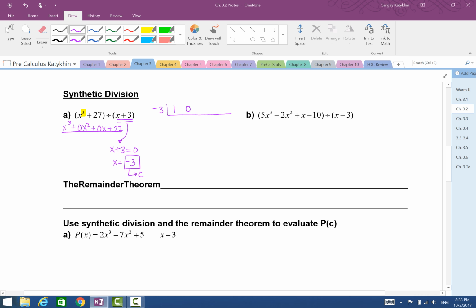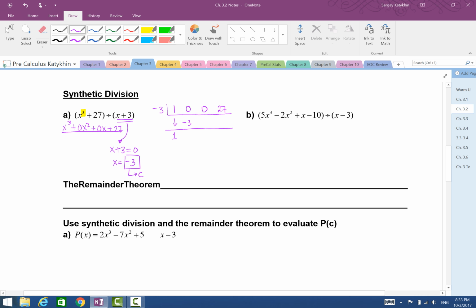X is a 0 as well. And then the constant is going to be positive 27. So the way this works is as follows. Take the first term, bring it down, which gives you a 1. Take negative 3 multiplied by 1. Negative 3 times 1 is negative 3.